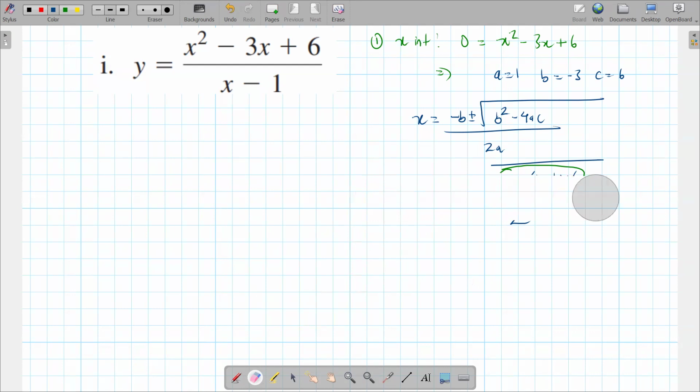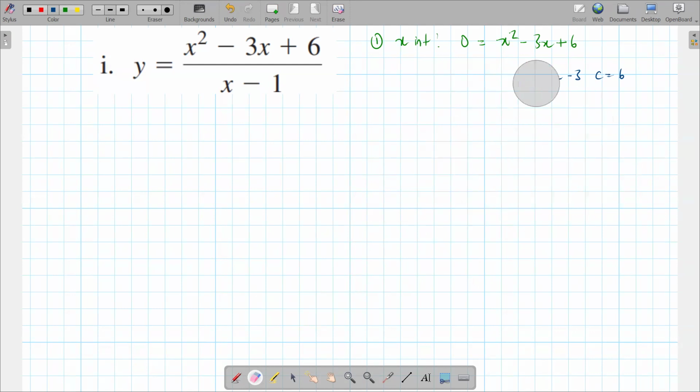We say it has no real roots. That's the terminology, no real roots. So x-intercepts do not exist. What about the y-intercept? Where's the y-intercept for this guy?